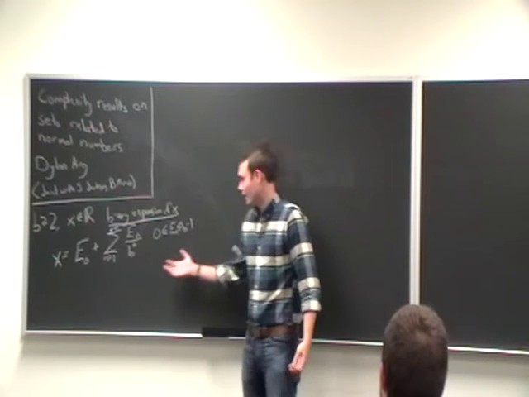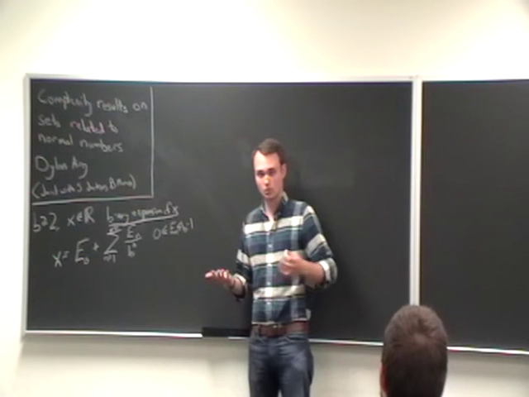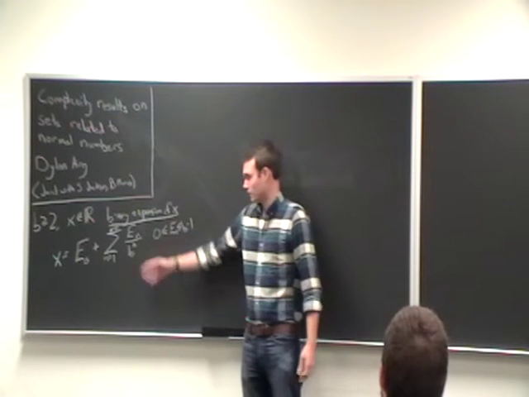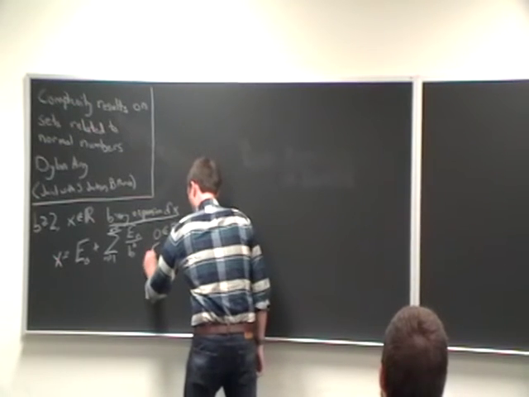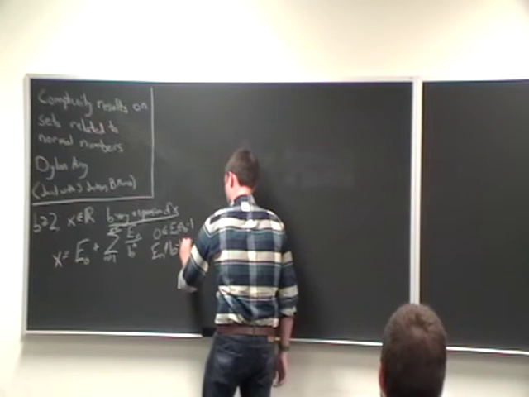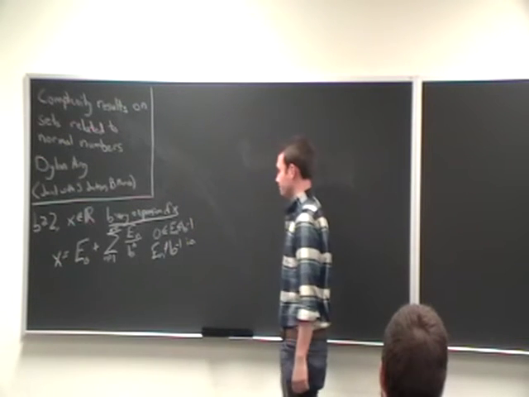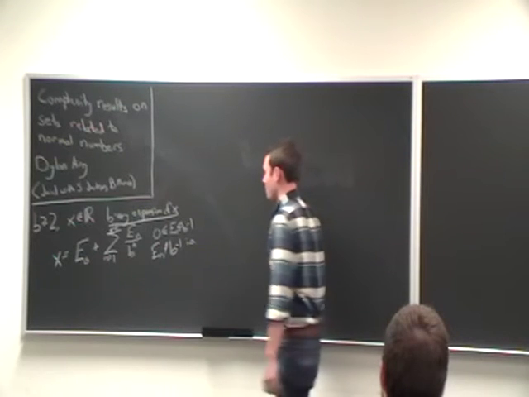And you don't want to allow repeating 9s, because then any terminating decimal or any terminating expansion will be non-unique. So we also require that e_n is not equal to b minus 1 infinitely often. So this is the B-ary expansion of x.